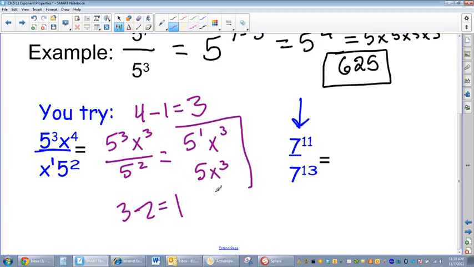Mono, can you walk us through number 2? Yeah, so we have 11 minus 13, right? We always do the top minus the bottom. So we get negative 2, and the remainder goes on top, so we get 7 to the negative 2. Okay, we'll do that.